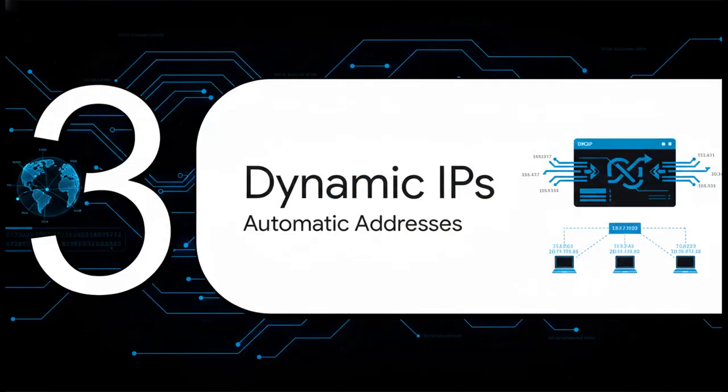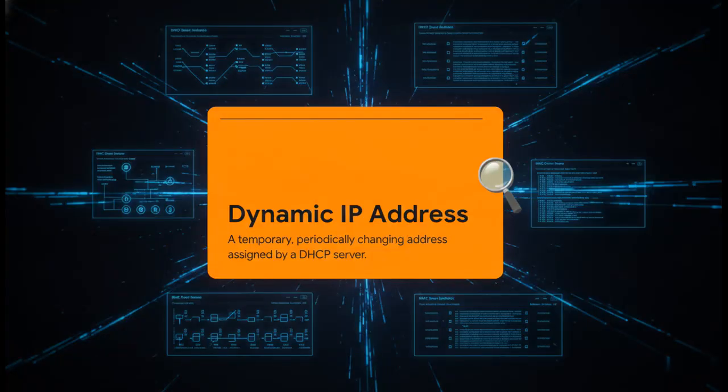Which brings us to Section 3, Dynamic IP Addresses, Automatically Assigned Addresses. Now, assigning fixed addresses to millions and millions of everyday internet users just isn't scalable with our limited number of IPv4 addresses. And that's exactly where dynamic IPs come into play. Instead of a permanent home, dynamic IPs act way more like temporary hotel rooms. They're basically leased to your device automatically for a specific chunk of time by a DHCP server. That stands for Dynamic Host Configuration Protocol.